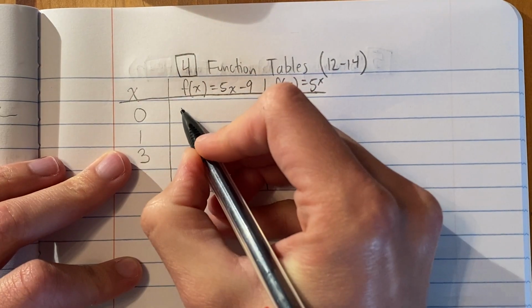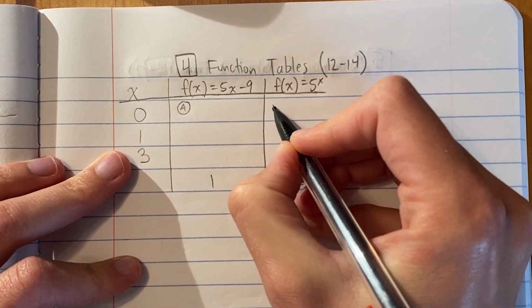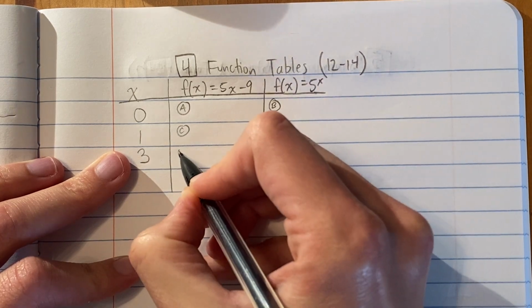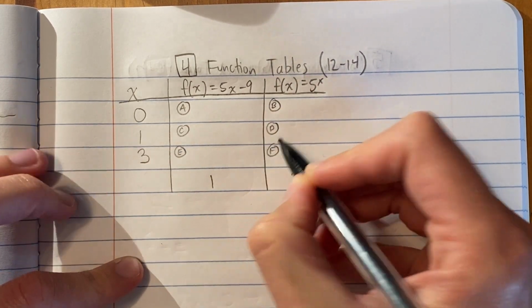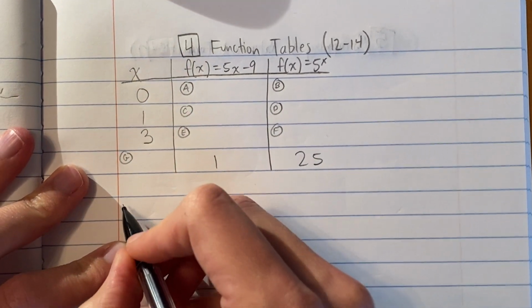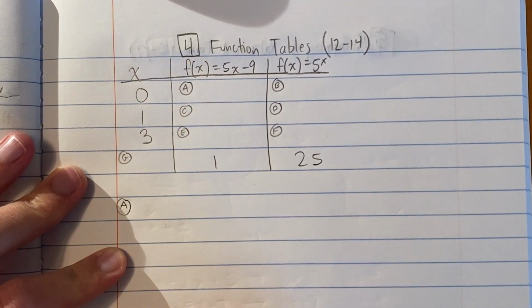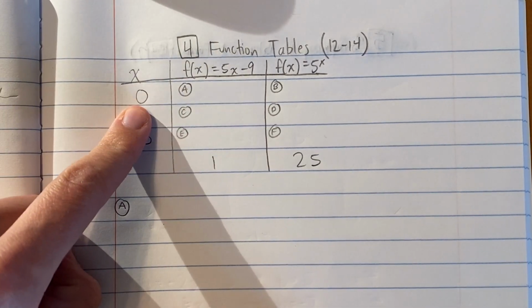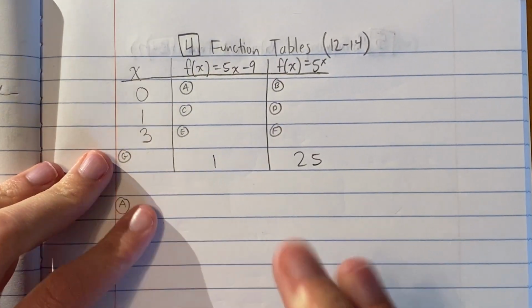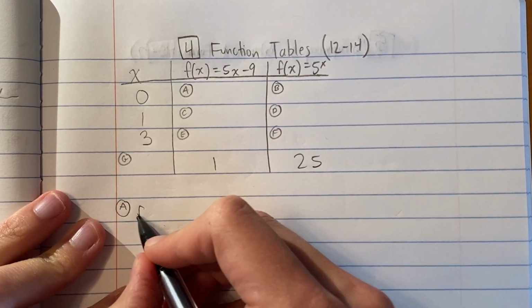Okay, and then what I'm going to do is show work. This is A, B, C, D, and I'm doing this so I can show work below and you can know which square the work belongs to. For square A, what it's saying is, hey, x is 0. So if f of x is 5x minus 9, what does that equal? What that looks like is this.